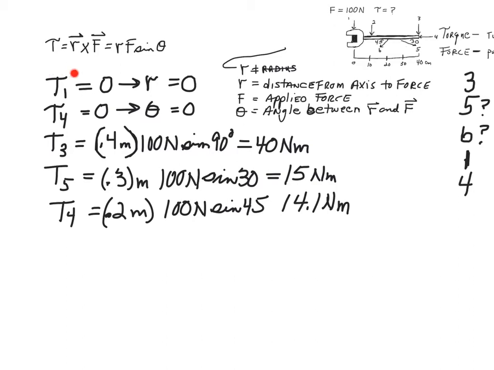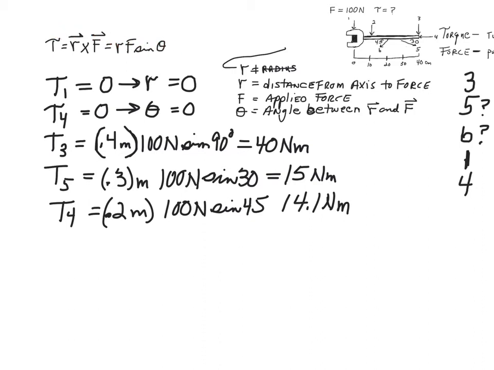Obviously torque 1 is 0 because R equals 0. And torque 4 equals 0 because theta equals 0 and the sine of 0 is 0. Right? I'm using this equation, R F sine theta, that's what you're using.